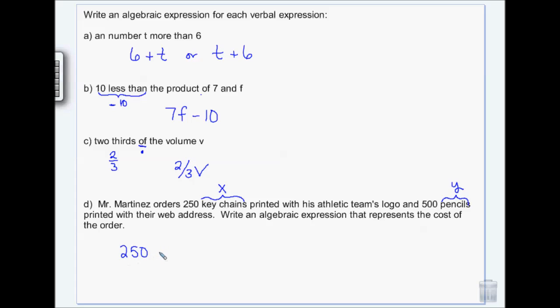If I want to find out how much 250 keychains costs, what math am I going to do? So I'm going to do 250X, and then pencils would be 500Y, and then for the total cost, I'm going to add those together. So this would be the cost of the keychains, that would be the cost of the pencils, and then all together you add it.